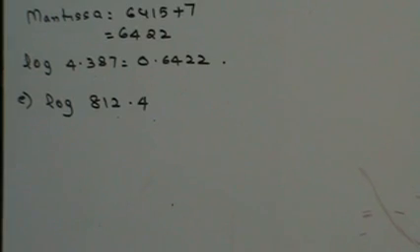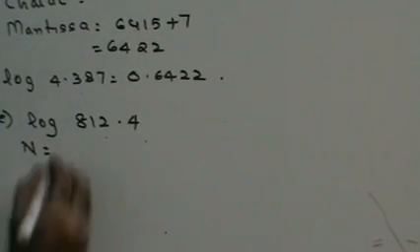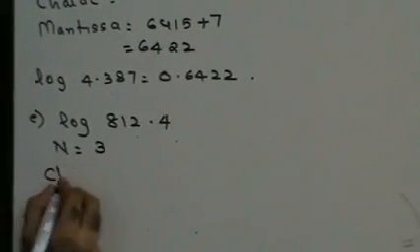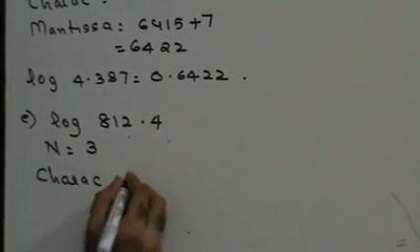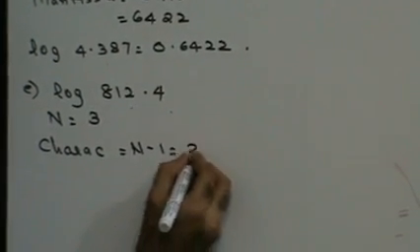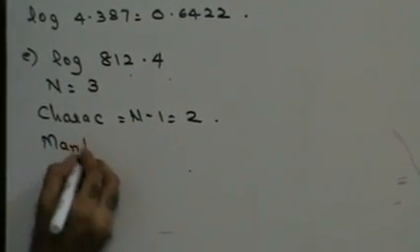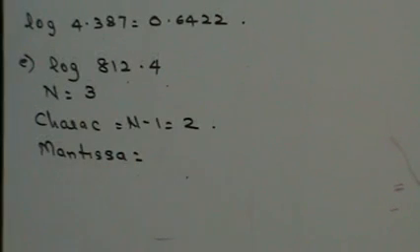Let's find out log of 812.4. N, number of digits before the decimal, 3. Characteristic is n minus 1, number of digits before the decimal minus 1, 3 minus 1, which is 2. Mantissa. How do I find out Mantissa?